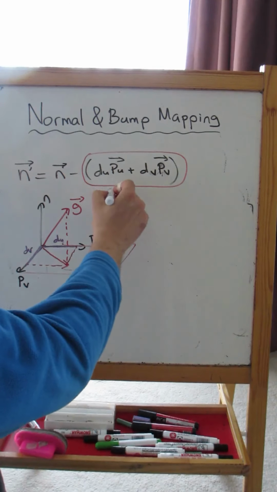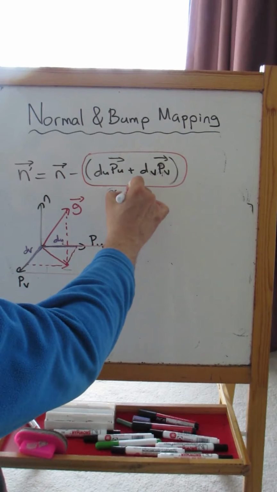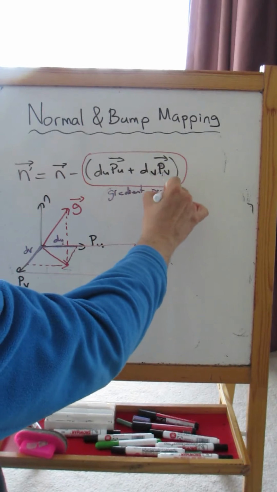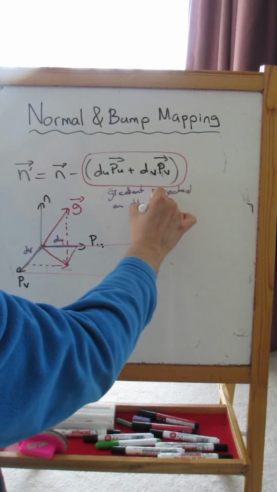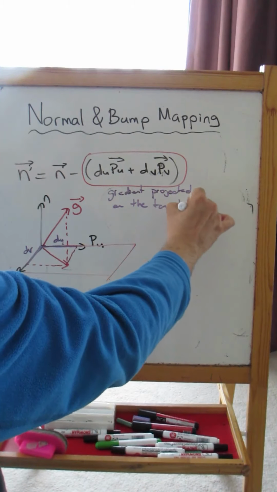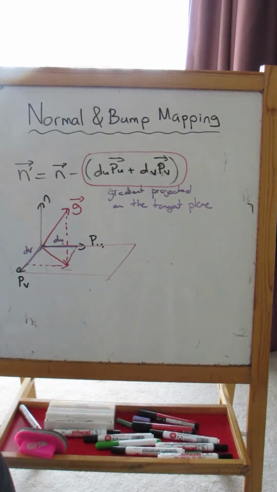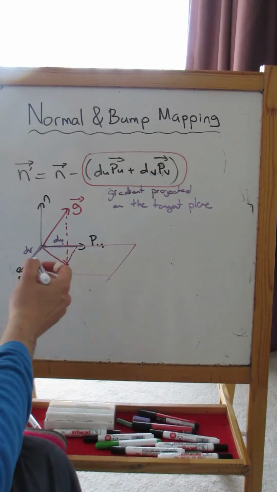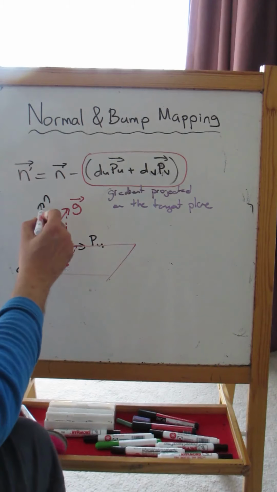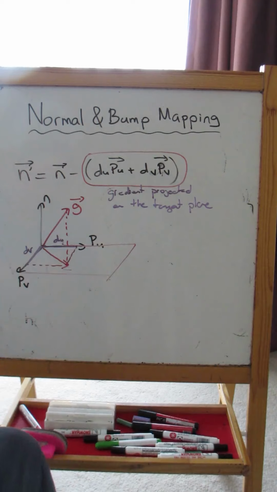Okay, so this is the gradient. Let's write it here: gradient projected on the tangent plane. Okay, so how can we perform this projection? There are several ways we can compute this projection.